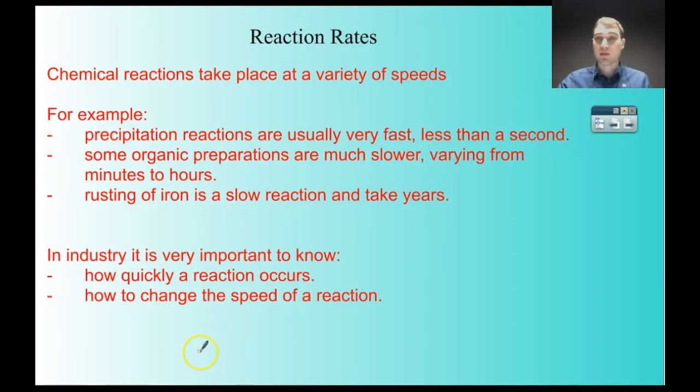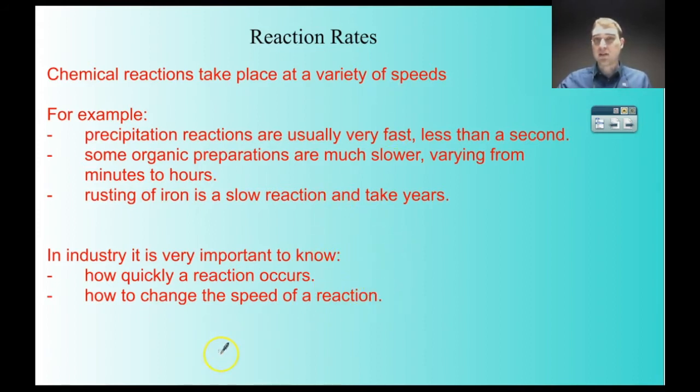Chemical reactions take place at a variety of speeds. Some reactions are really quick. Precipitation reactions are usually really fast. They happen normally under a second. Organic preparations like ester making can take place over minutes to hours. Rusting of iron is an example of a very slow reaction. So there are many different reaction rates out there.